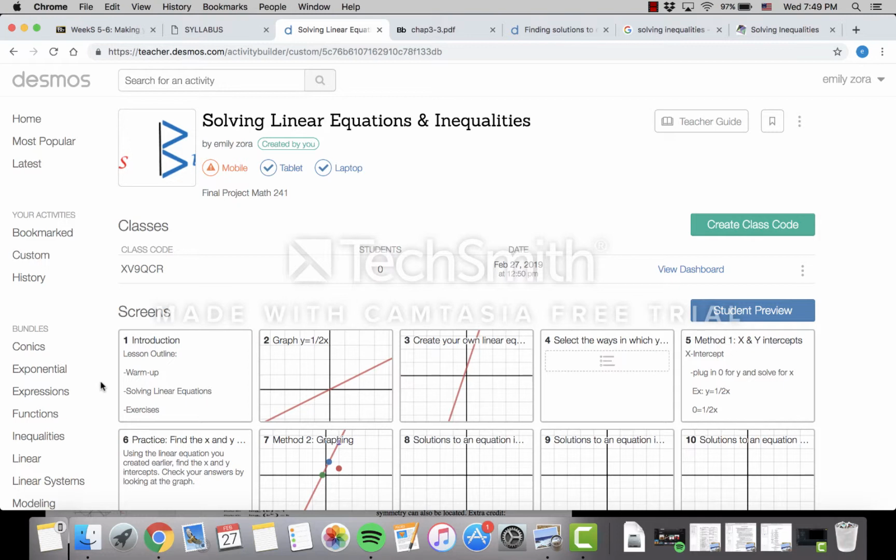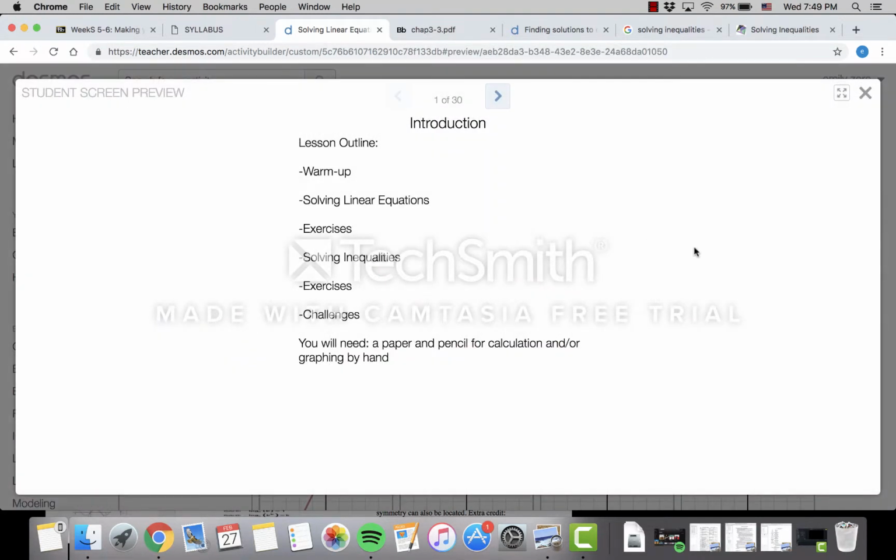So the goal of this lesson is to have students understand how to solve and find solutions to linear equations and inequalities. In addition, they will learn how to graph and analyze inequalities. In terms of their understanding, I am assuming that students already know how to graph linear equations. The first slide is just an outline to the lesson.